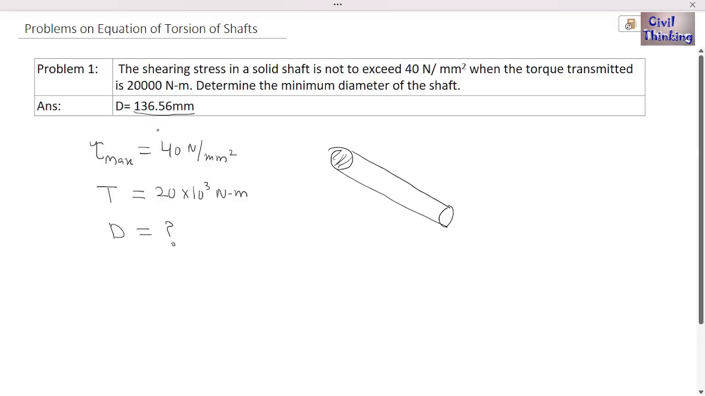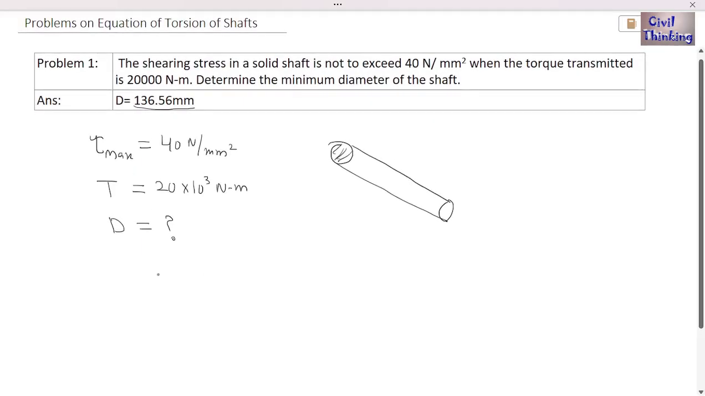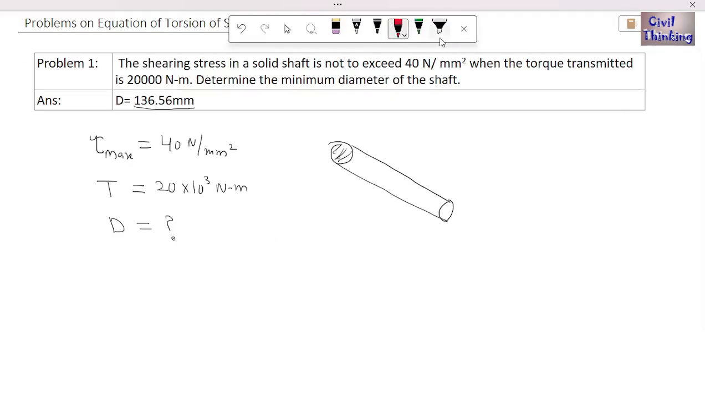Now if you want to try, you can pause this video and try solving this problem, and when you have finished, you can replay the video again. So let us begin. We are going to solve this using the equation of torsion.